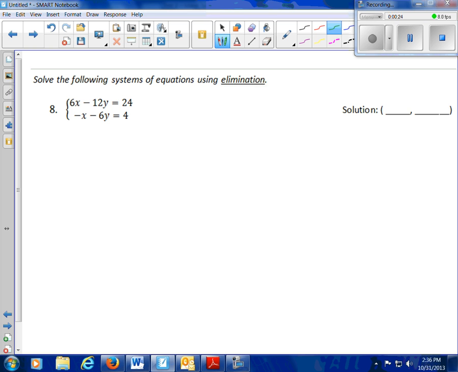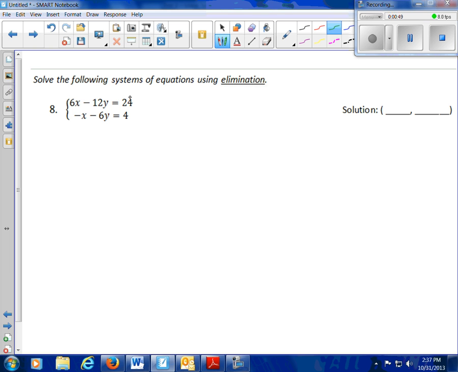So if I look at my two equations that I'm given, 6x minus 12y equals 24, and then negative x minus 6y equals 4. If I'm looking at both of those, I want to make either x's or y's have the same coefficient, but opposite signs. And you can either get rid of y or get rid of x. You just have to make a choice which one is going to be the easiest to get rid of.